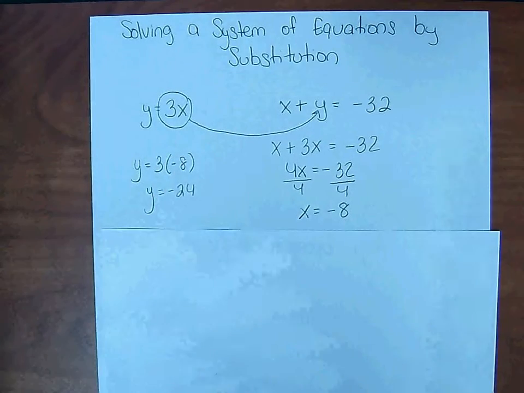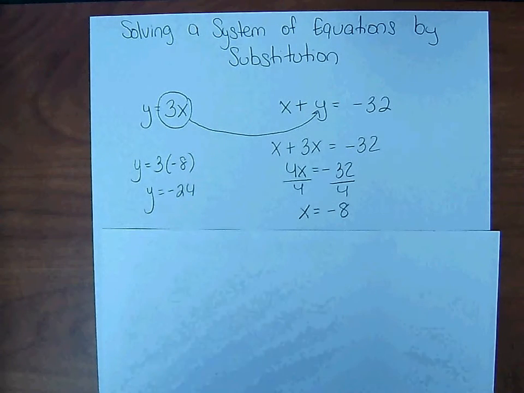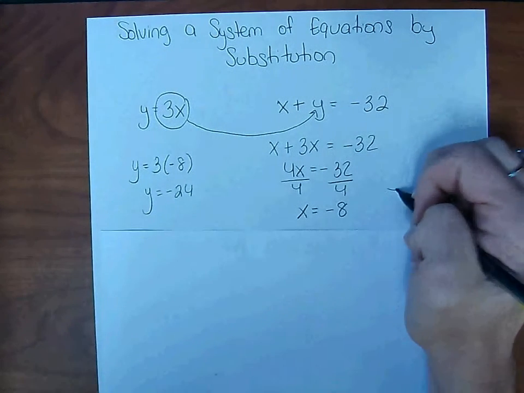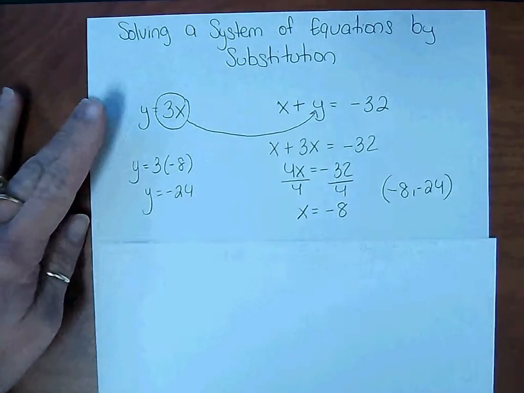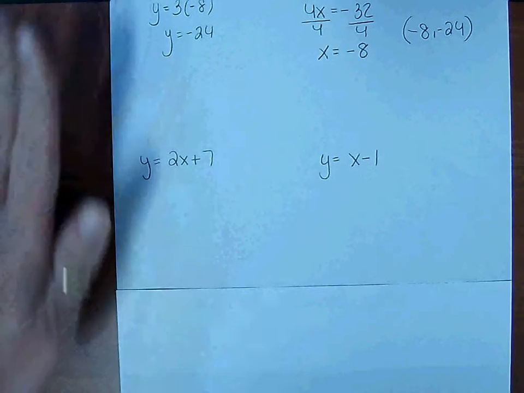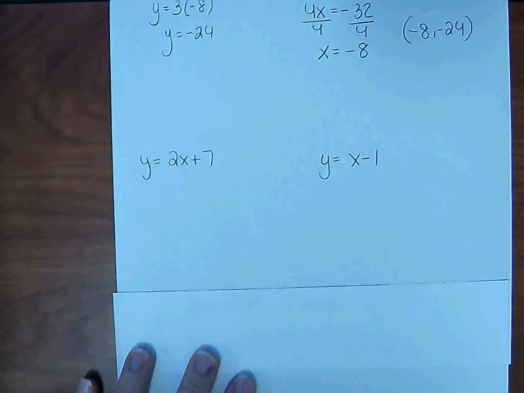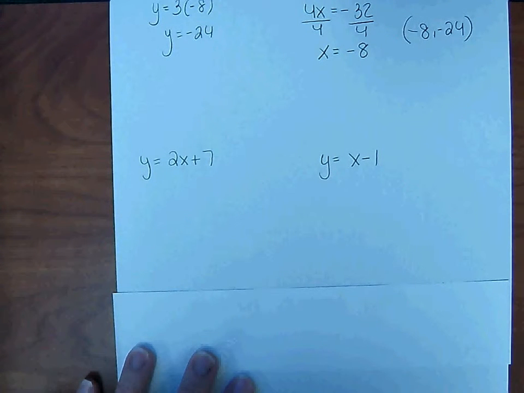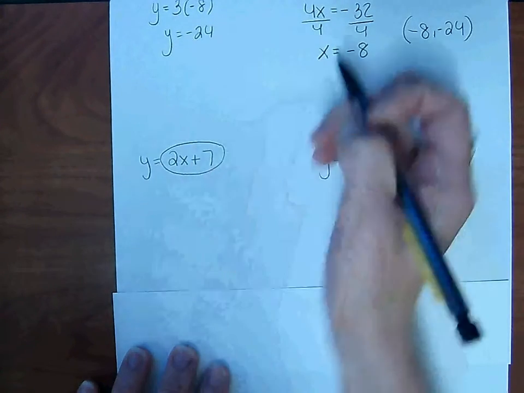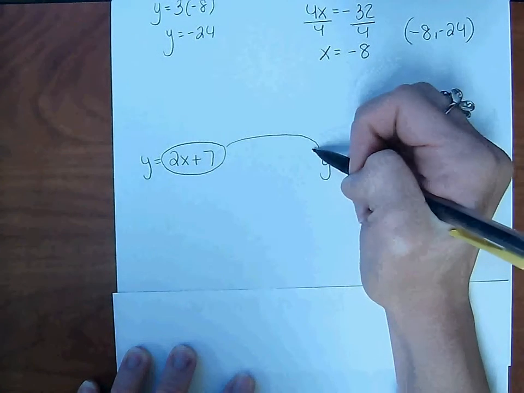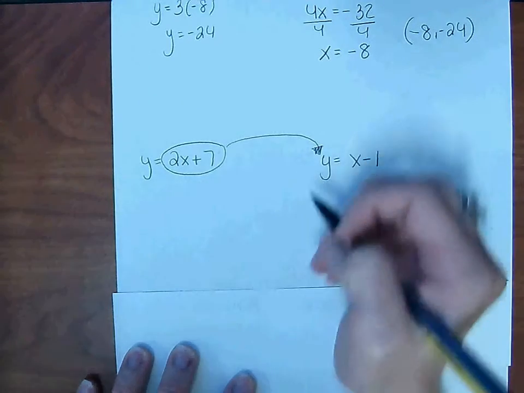Again, you're still not done. You need to write the solution as an ordered pair. So negative 8, negative 24. Next: y equals 2x plus 7, and y equals x minus 1. Now in this case, both equations have been solved for y, so it doesn't matter which one you substitute into the other equation. Y equals 2x plus 7. So wherever I see a y in the second equation, I'm going to write 2x plus 7.